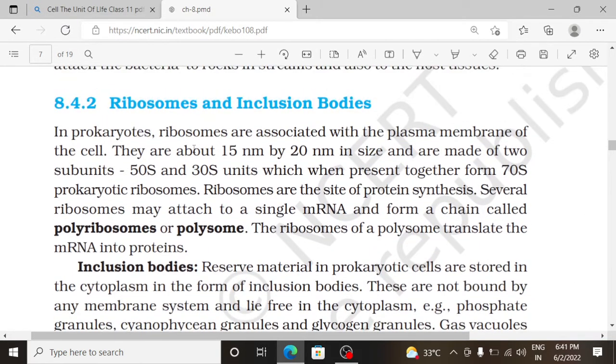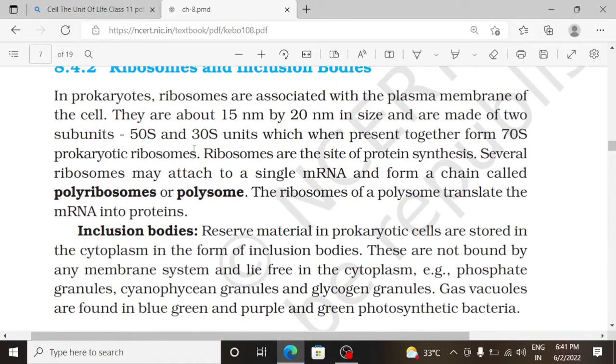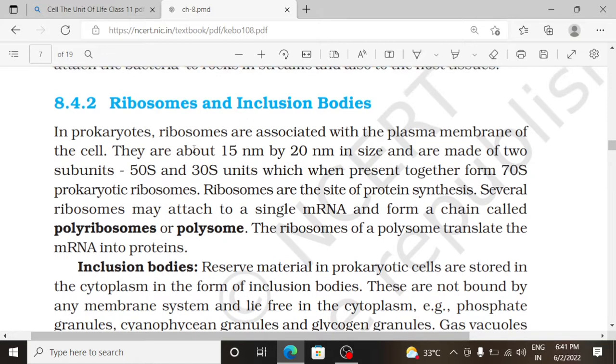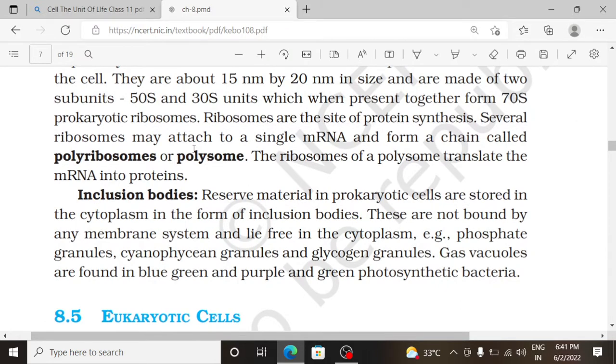Ribosomes and inclusion bodies. In prokaryotes, ribosomes are associated with the plasma membrane of the cell. They are about 15 nanometer by 20 nanometer in size and are made of two subunits, 50S and 30S units, which when present together form 70S prokaryotic ribosomes. Ribosomes are the site of protein synthesis. Several ribosomes may attach to a single mRNA and form a chain called polyribosomes or polysome. The ribosomes of a polysome translate the mRNA into proteins.